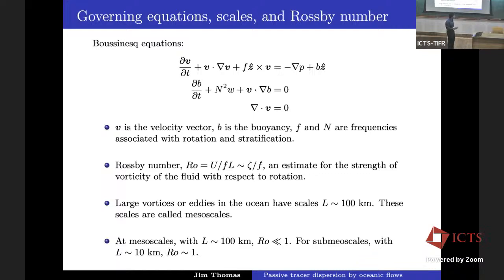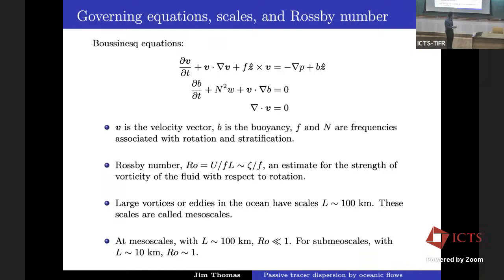So the Rossby number tells us how significant the vorticity of the flow is compared to the external rotation rate. Here f is the Coriolis rotation frequency, and zeta is the vorticity of the fluid. So this parameter, the Rossby number, tells us how important the Coriolis term is. It's really the ratio of these two terms. This is the advective nonlinearity, and this is the Coriolis force. So the ratio of this is roughly the Rossby number.